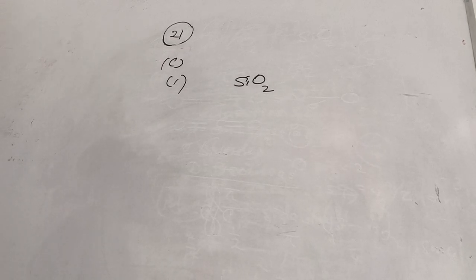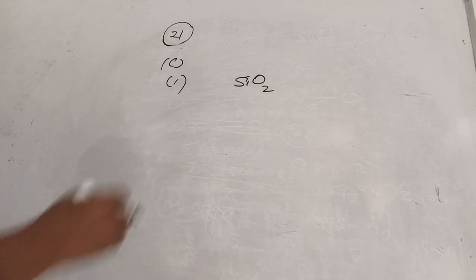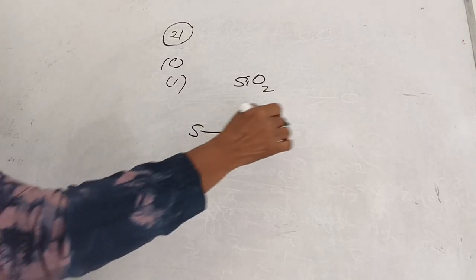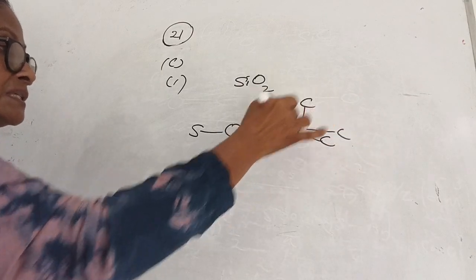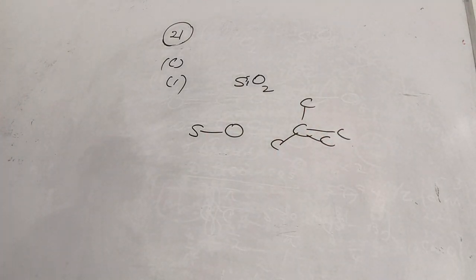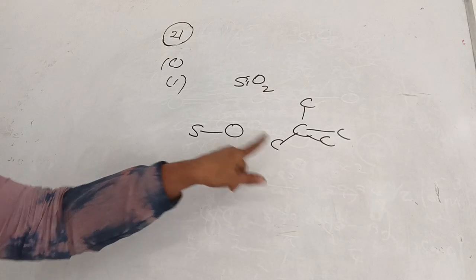Second one, just 1 mark. Give a possible reason why SiO2 has a lower melting point than diamond. Diamond has only carbon-to-carbon covalent bonds.